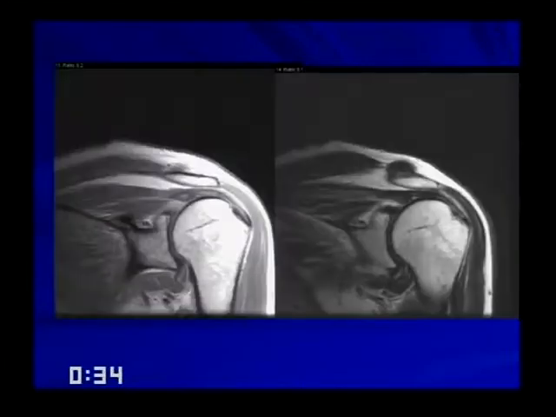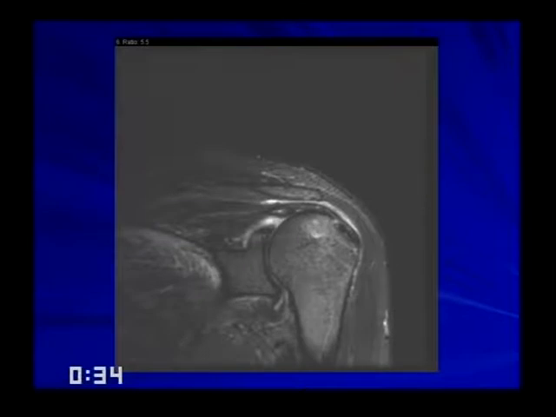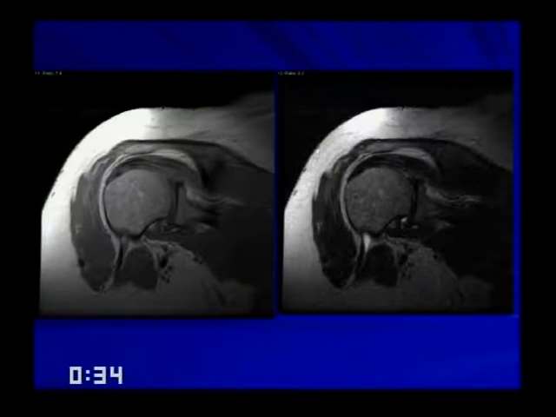So here's a patient that has a PD and a little bit of increased signal on T2, and it's a tendinopathy. Here's that same patient, a little fluid in the subdeltoid bursa, but no rotator cuff tear. Here's another one, proton density, T2. This is tendinopathy.